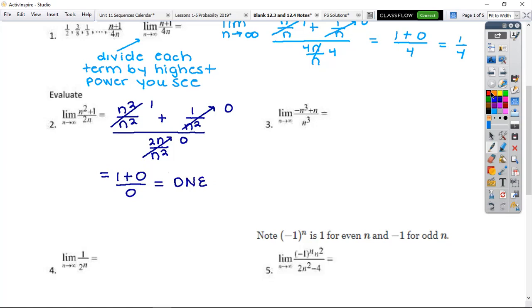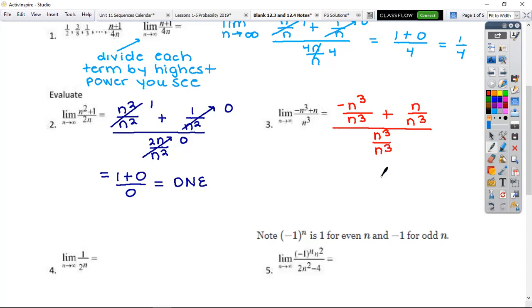So over to 3, I'm going to divide by the highest power of n that I see, which is n cubed this time. So I'm going to go negative n to the third, and then you're going to divide this by n to the third, and then plus n divided by n to the third, and then I'm going to divide that by n to the third over n to the third, and see what these approach or reduce down to.